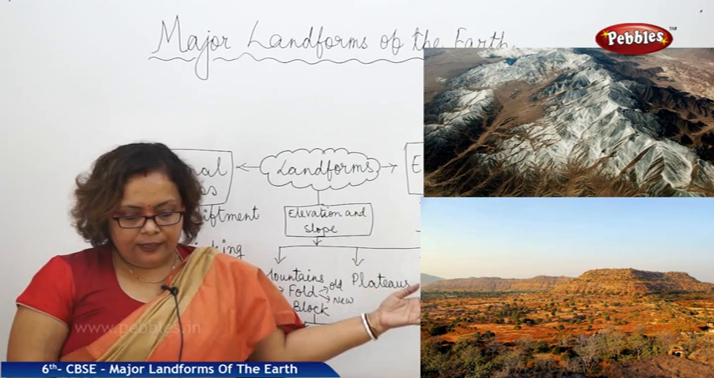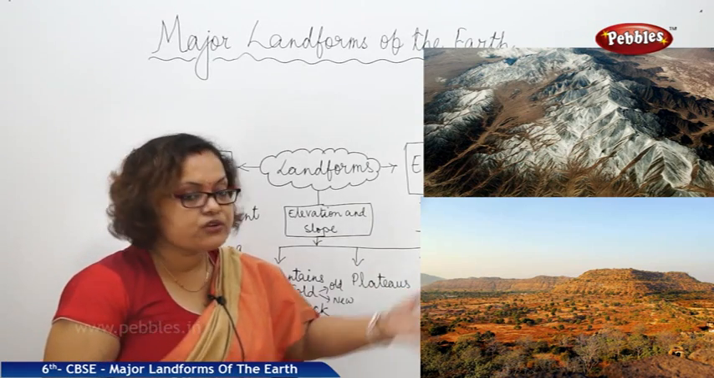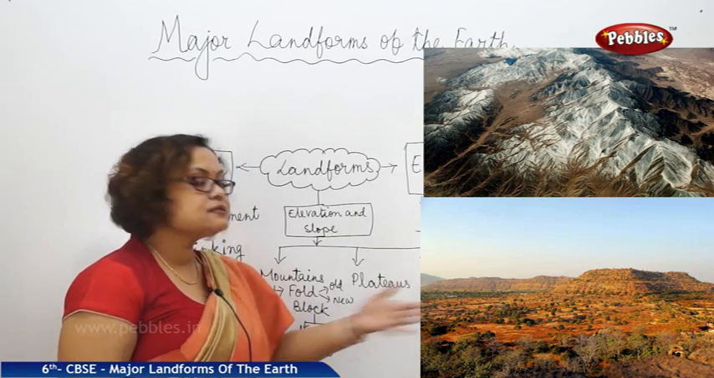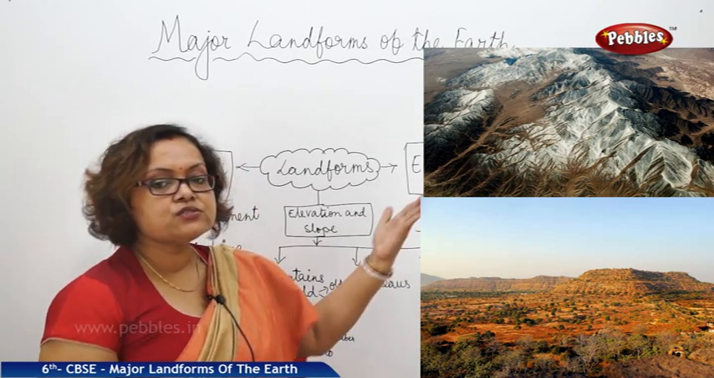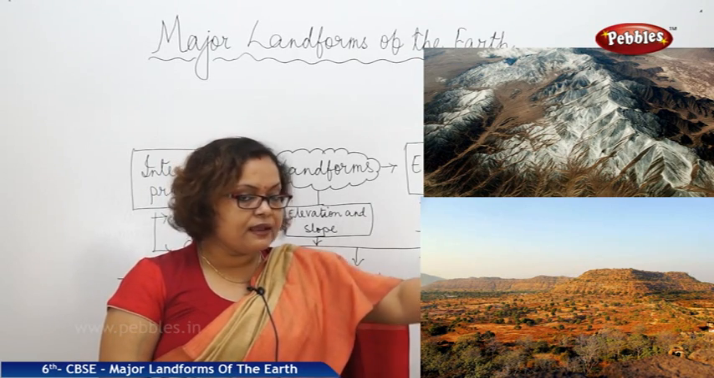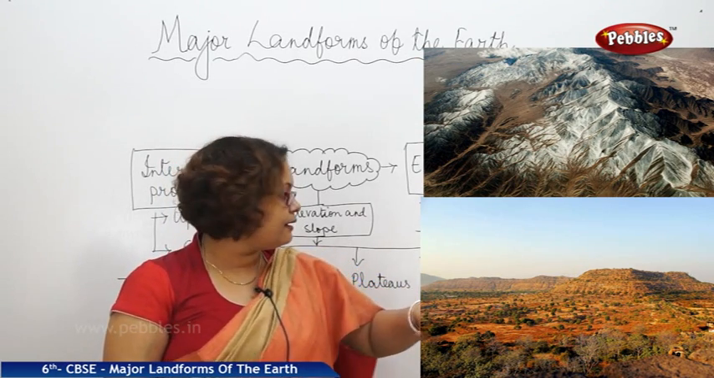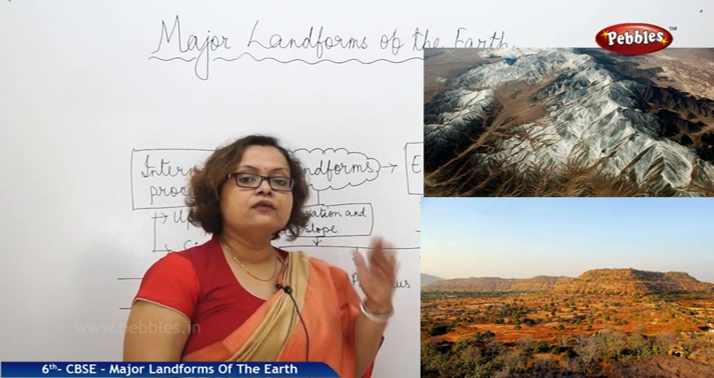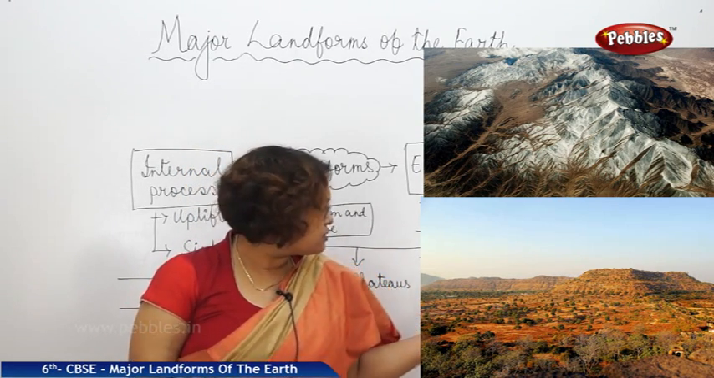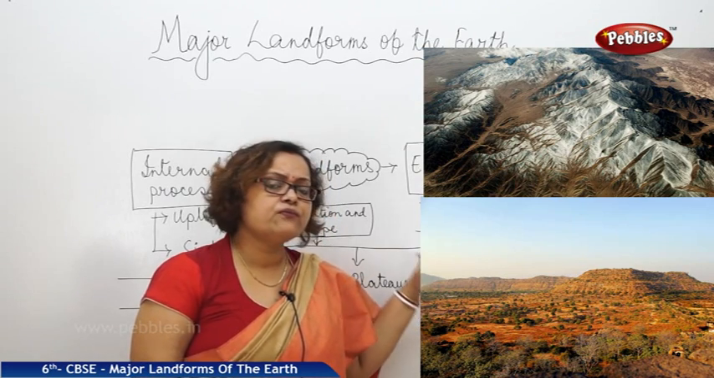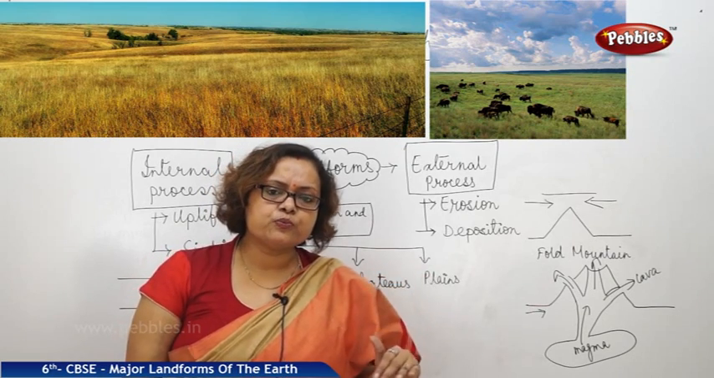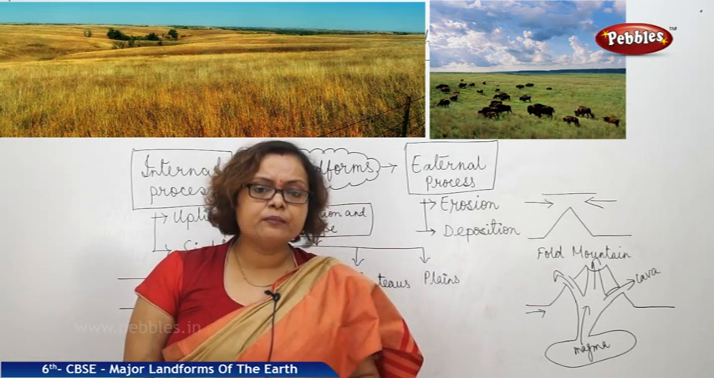We are coming to the plain. Plains are large stretches, not like plateaus. Compared to plateaus, plains are vast areas, large stretches of plain land at the same elevation, not more than 200 meters from the mean sea level. This is very useful for agricultural purposes, for transport, and for the settlement of people.